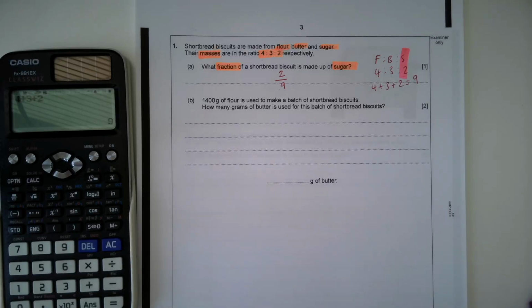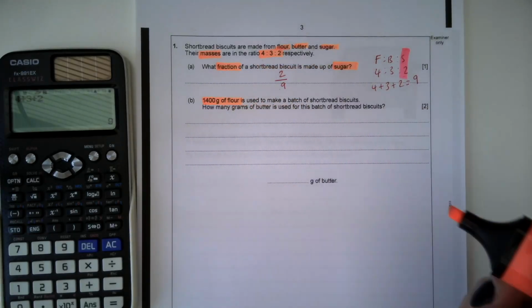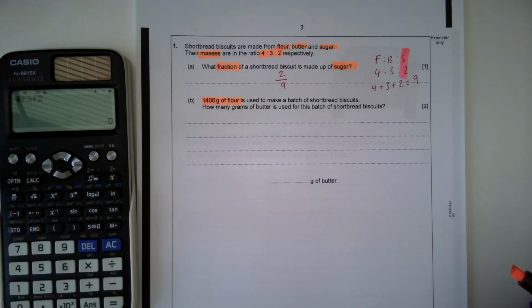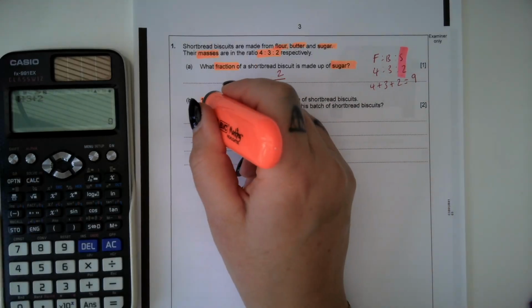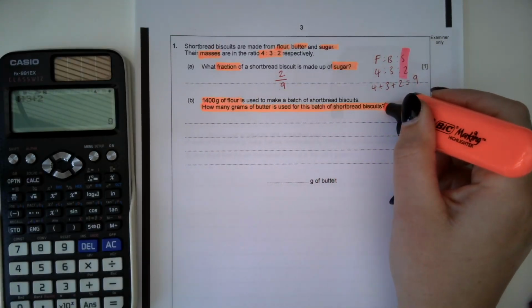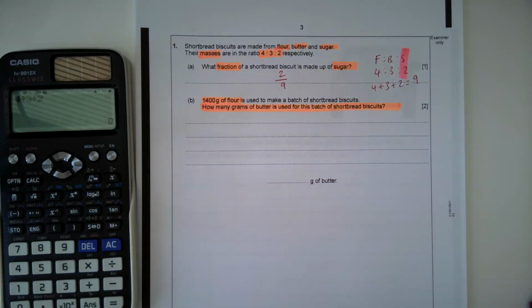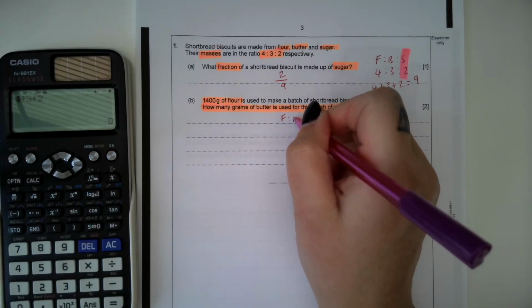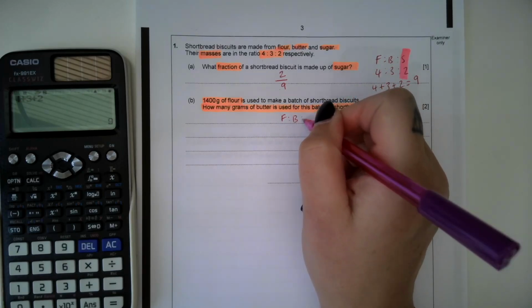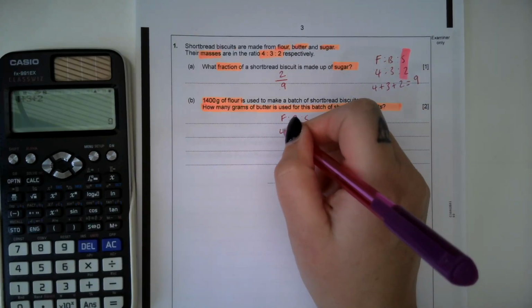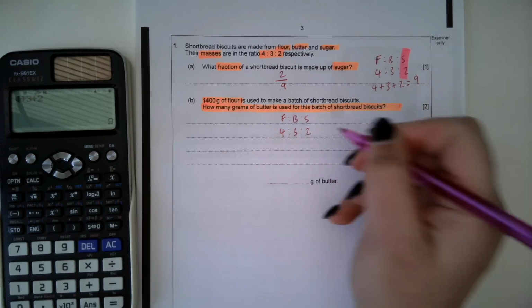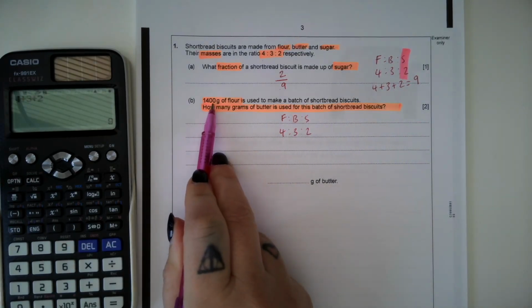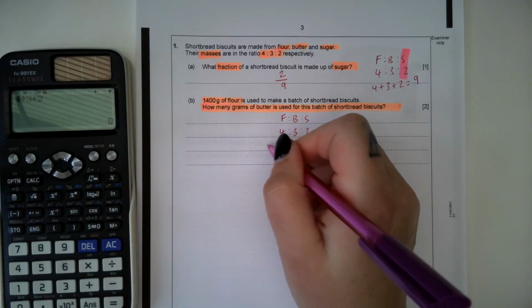Part B. 1,400 grams of flour is used to make a batch of shortbread biscuits. How many grams of butter is used for this batch of shortbread biscuits? So we're going to move this ratio here down to part B. So flour, butter, sugar in the ratio 4:3:2. Now they tell us that flour is 1,400 grams.